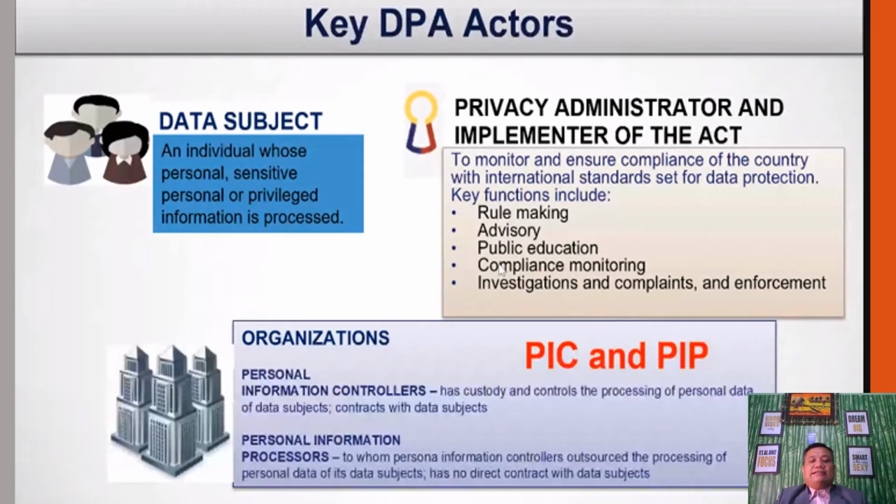Okay, data subject, as I mentioned, is an individual whose personal, sensitive personal, or privileged information is processed. The National Privacy Commission is the administrator and implementer of the act, to monitor and ensure compliance of the country with international standards set for data protection. Key functions include rulemaking, advisory, public education, compliance monitoring, investigation and complaints, and enforcement. The PIC and PIP, of course, have custody and control of the processing of personal data of data subjects and contracts with data subjects. Then the personal information processor, to whom personal information controllers outsource the processing of personal data of their data subjects, has no direct contact with the data subjects.